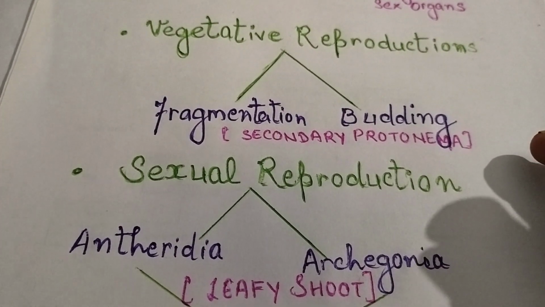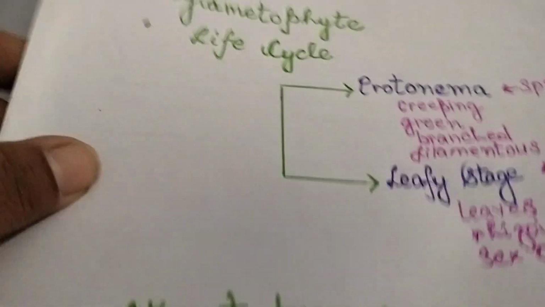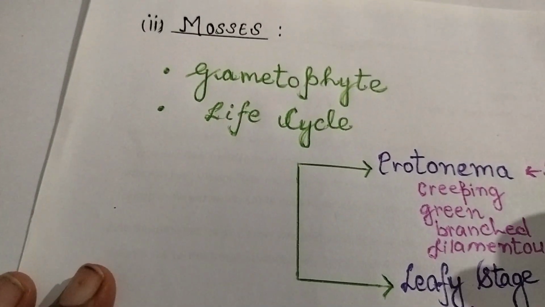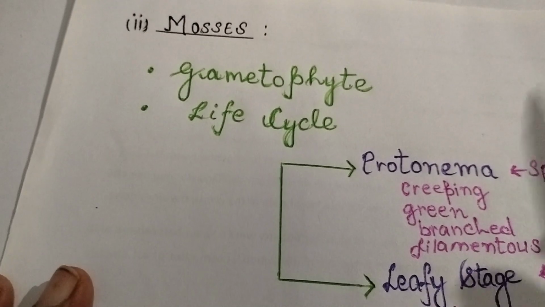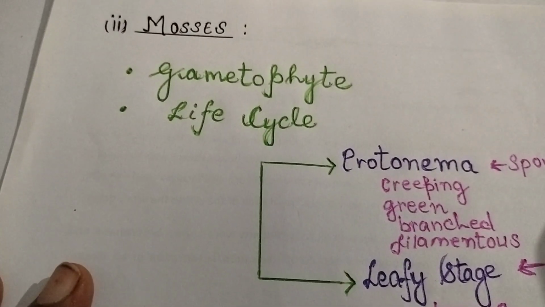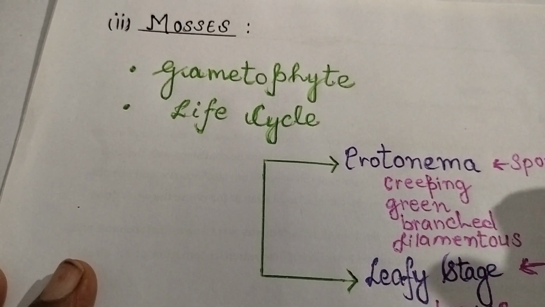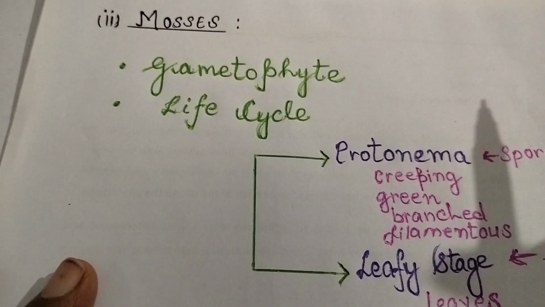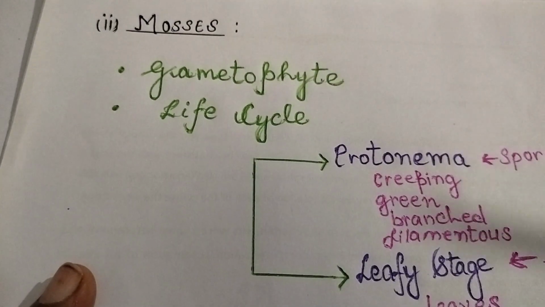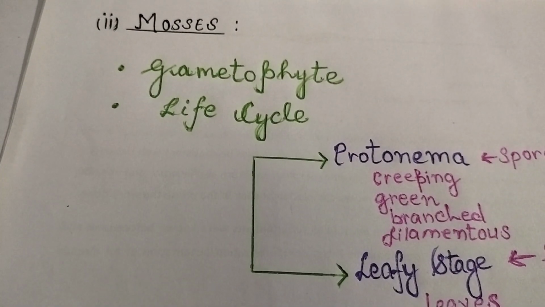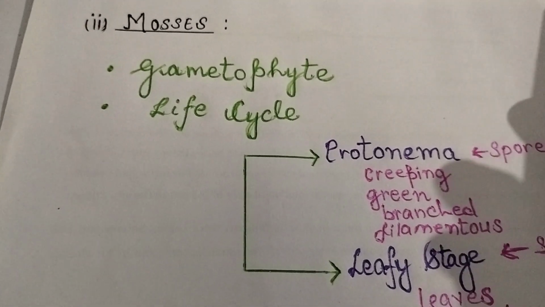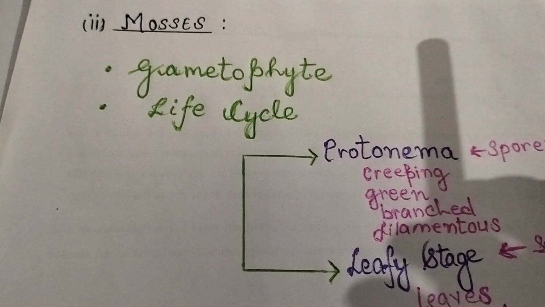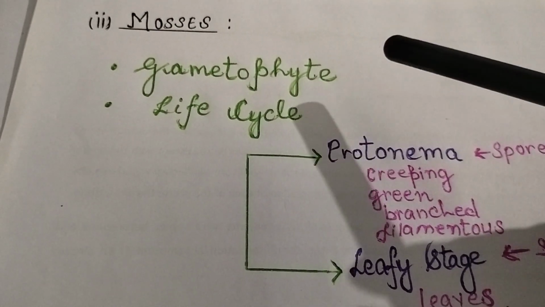Next we will study mosses. The next group of bryophytes is mosses. Now again, general characters of mosses. The main plant body is the gametophyte. We have studied so far in bryophytes that the gametophyte is the dominant stage of the life cycle. So in mosses, the gametophyte is the predominant stage of the life cycle of moss. That means the plant body is called the gametophyte.